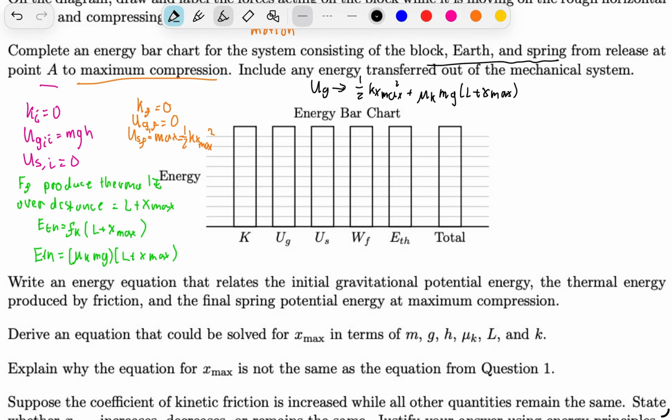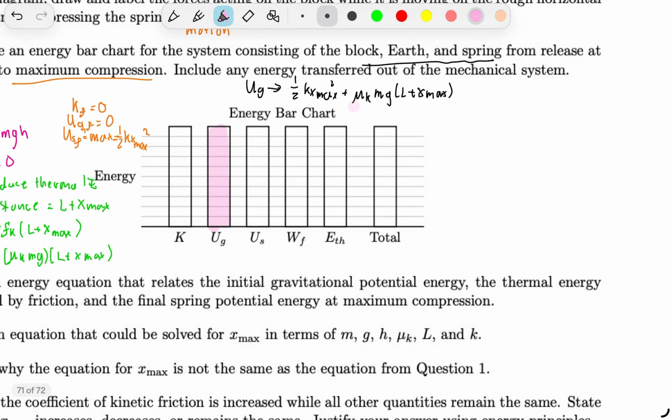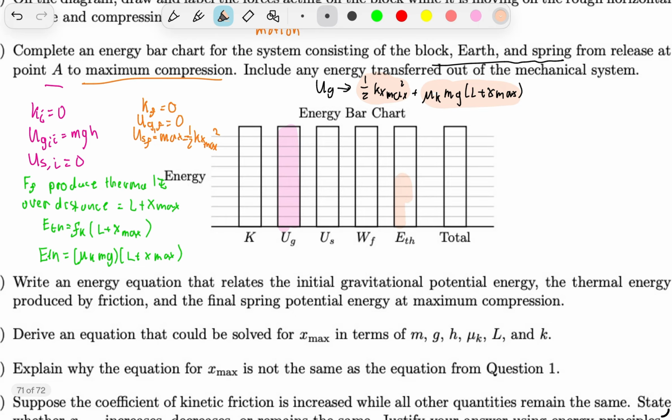So if you want to draw your initial, you're going to have a maximum of UG, and then after that, it's going to be converted into 1/2 k x max squared, and also thermal energy. So you're going to have thermal energy, and also you're going to have spring. So this is going to be initial, and then these are going to be your final.